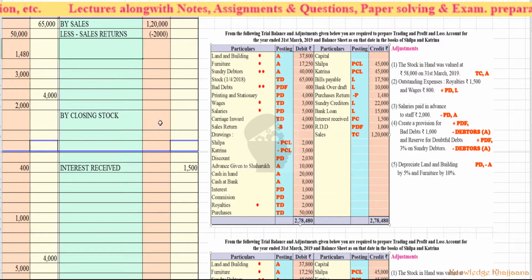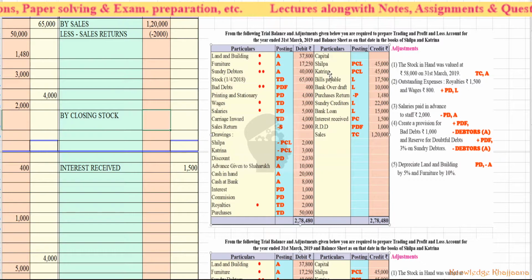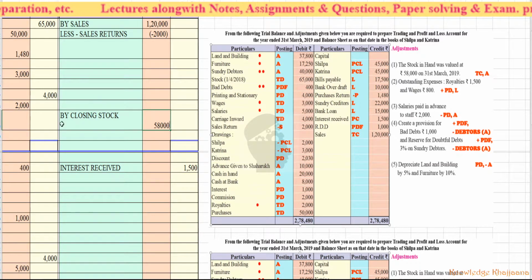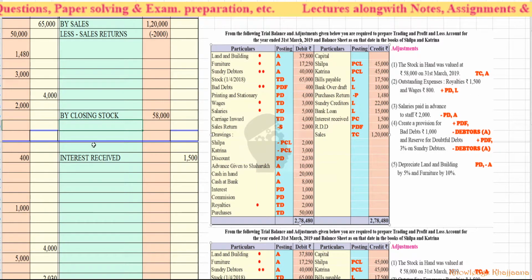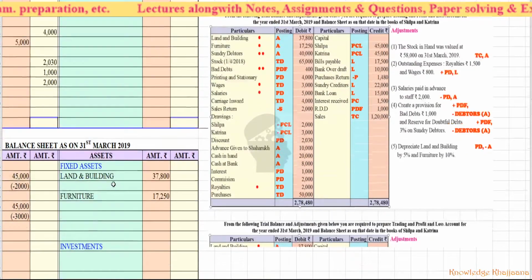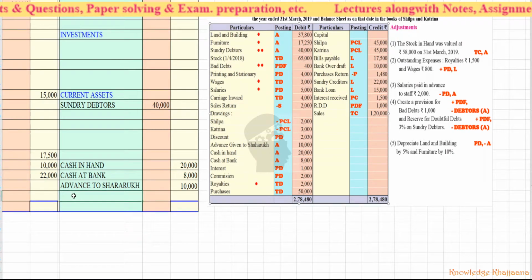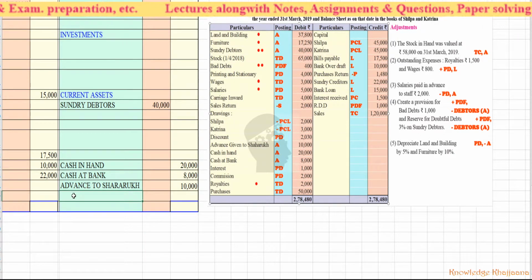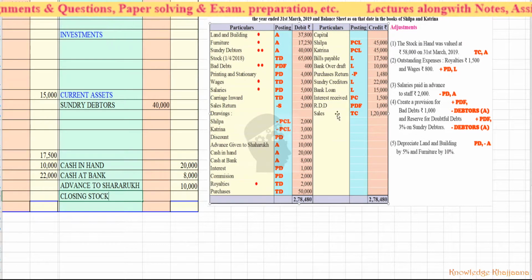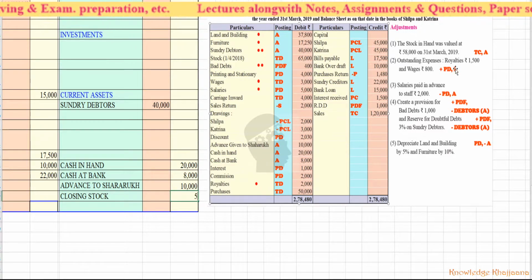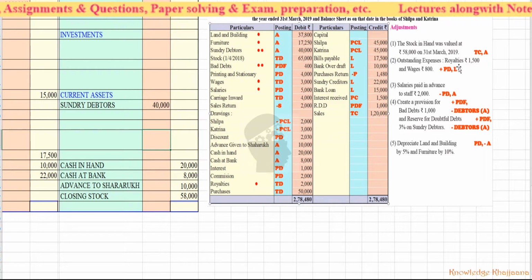And where do we record the closing stock? In the trading account credit side. How much is the closing stock? It is rupees 58,000. Then what is the second recording of the closing stock? It is an asset, current asset. So we'll mention over here closing stock of rupees 58,000.